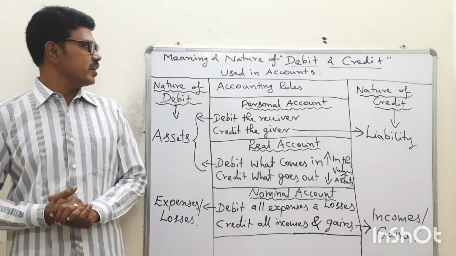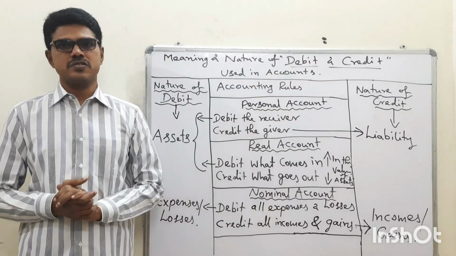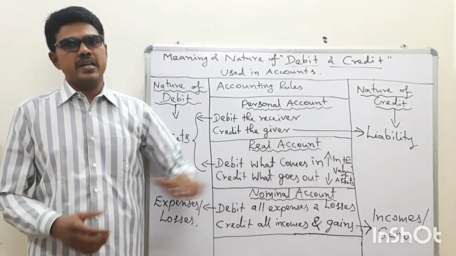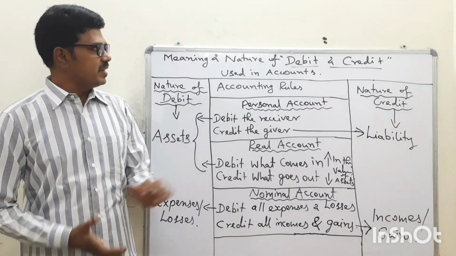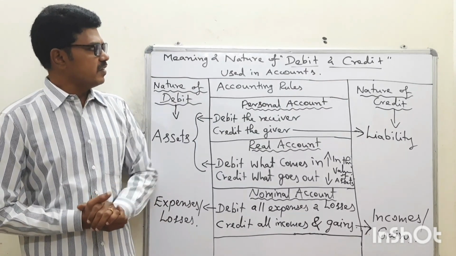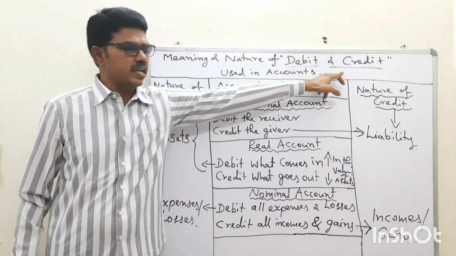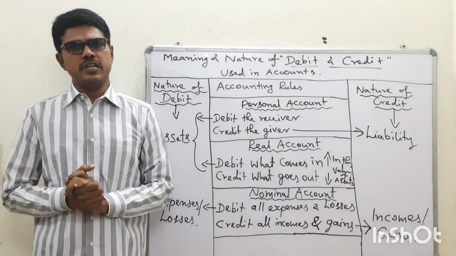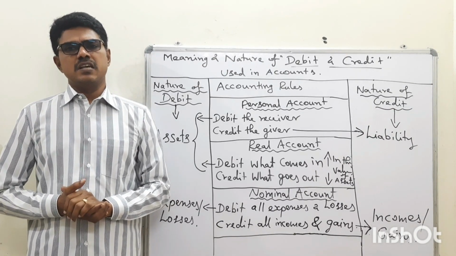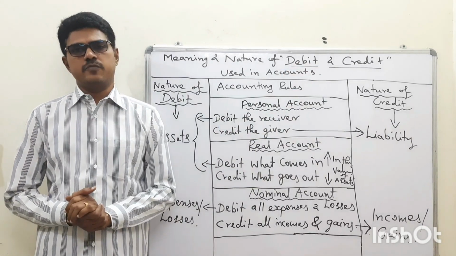In today's class, what we are going to see is the meaning and nature of debit and credit which are used in accounts. Without understanding the term debit and credit, we cannot prepare any accounts. The term debit and credit follow the double entry system. What is double entry system? For every debit, there will be an equivalent and opposite credit, or for every credit, there will be an equivalent and opposite debit. Actually, all financial transactions incurring in the business will have two aspects. One is debit aspect and the other is credit aspect.